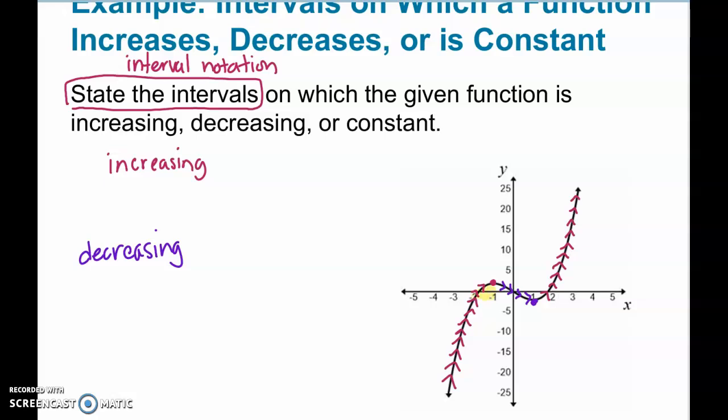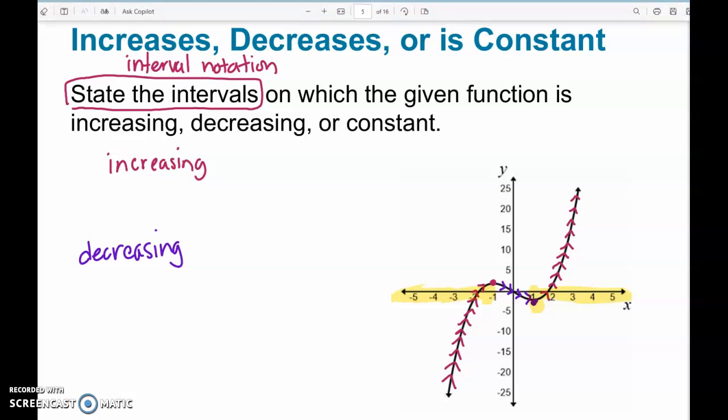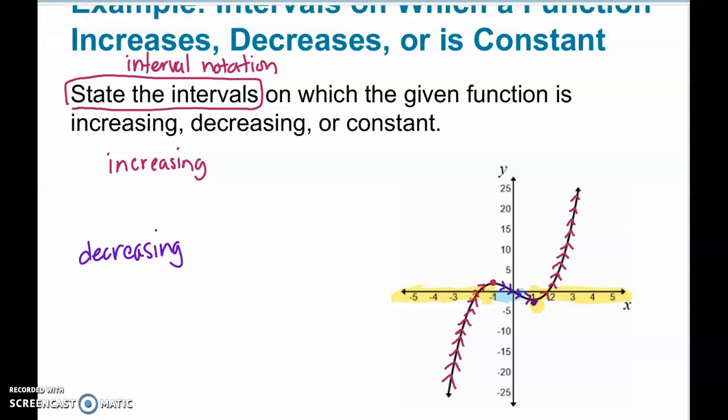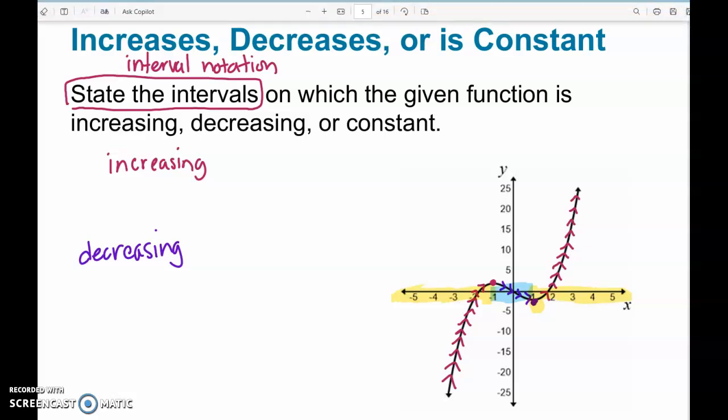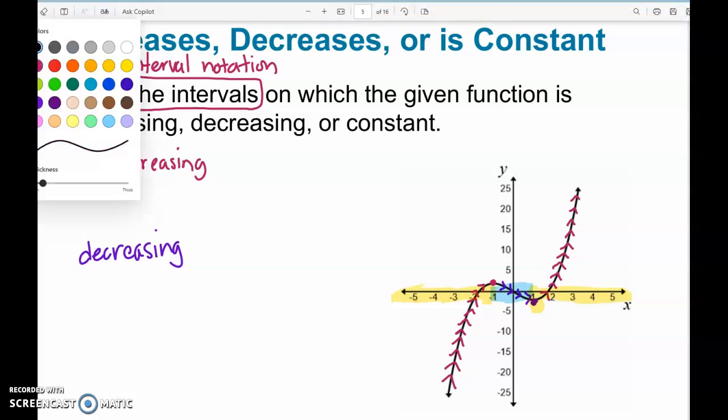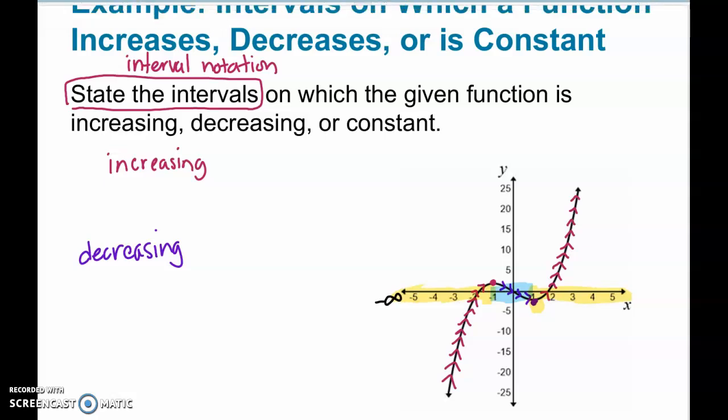And I see from here, that turning point, and below, it's increasing. And from this turning point and above, it is increasing. And it decreases in between those two turning points. So in this little blue region. And this is my number line. And remember, your number line goes from negative infinity to positive infinity.